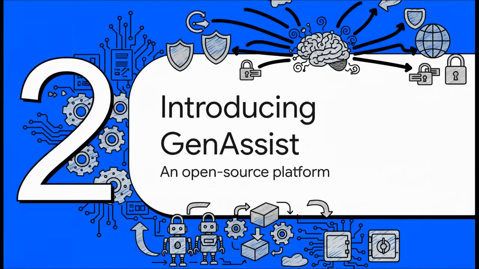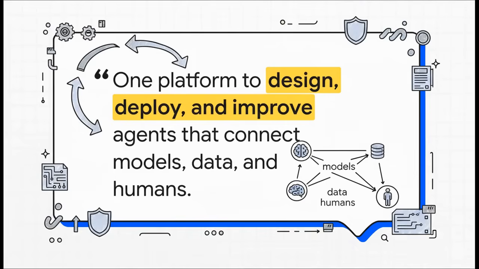Okay, so that's the problem. And this is where something called GenAssist comes into play. It's an open source platform that's specifically designed to take on all those challenges, to put the power to build and improve AI agents right back where it belongs, in your hands. And the whole idea here isn't just to build an agent and then walk away. Nope. It's about managing the entire life cycle, from the first design to getting it deployed and then constantly making it better. It's all about creating this smooth connection between the AI models, your own data, and the actual humans who need to use this thing.